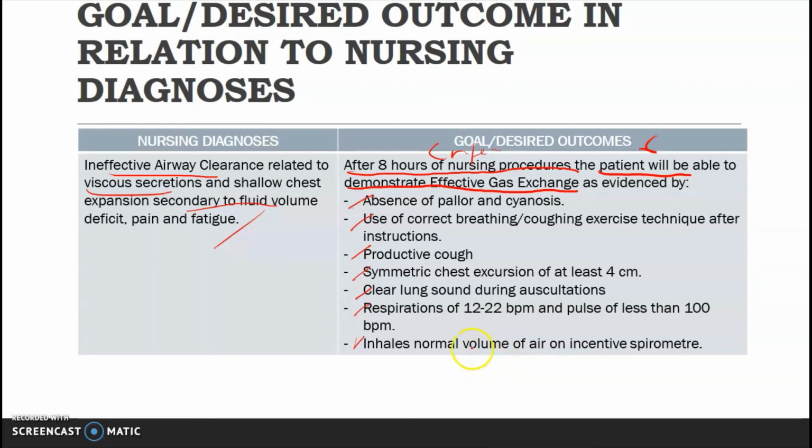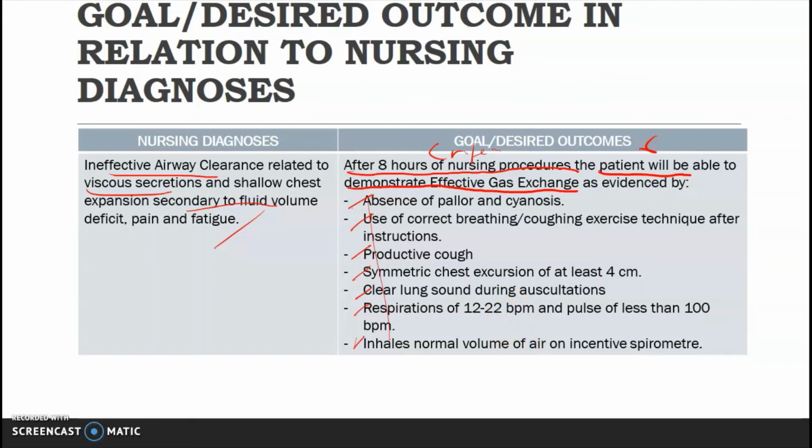When all of these are achieved later on, your goal is met. If a few are not achieved, it can be partially met, and if none are achieved, it is not met, if you are going to use these as evaluation parameters. So that is your goal setting.